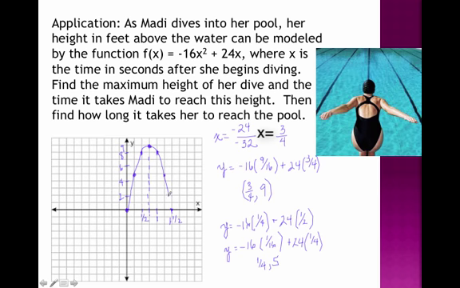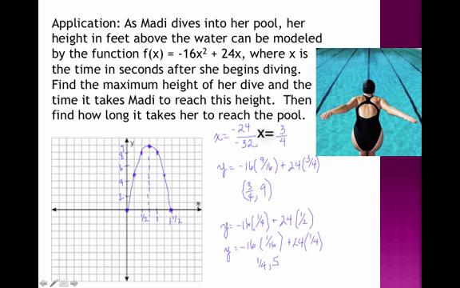One thing I do need you to take note of here: this is a real world example. Maddie cannot go beyond the bottom of the pool. Actually, this is really the top of the water, because that's the assumption we're making. And she's not going to have negative time. So if time is on my x-axis and height is on my y-axis, remember that I'm only going to be here in my first quadrant.